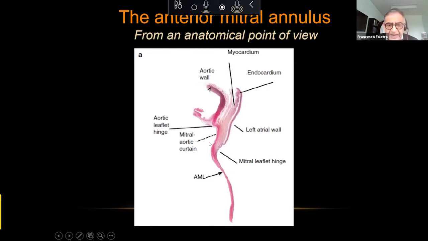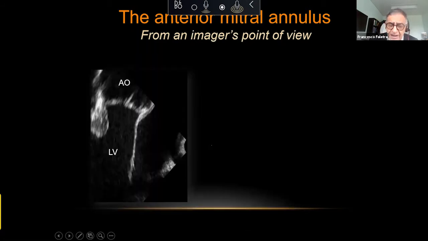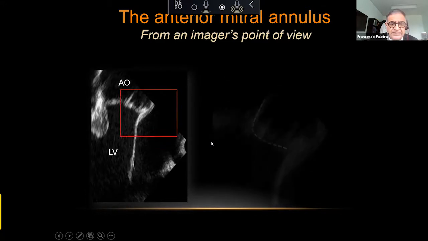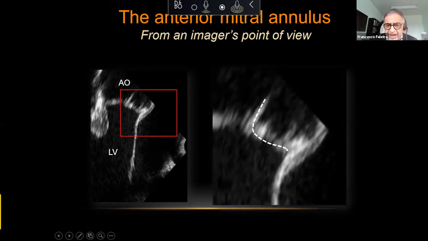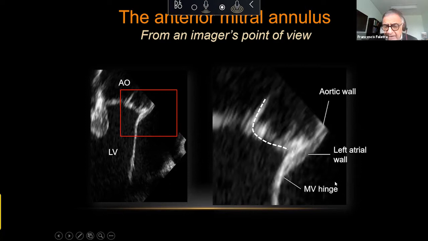The question is, can we see this with, for example, two-dimensional echocardiography? If we pay attention, yes, in good images you can see exactly the hinge line of the aortic leaflets, the aortic wall here, and you can distinguish the aortic wall from the atrial wall, which is a little bit softer. And this is the hinge line of the mitral valve, and then this is the aortic hinge line, and then this is the mitral aortic curtain.